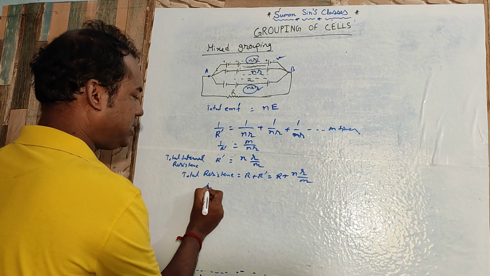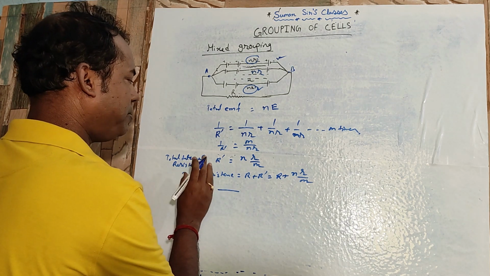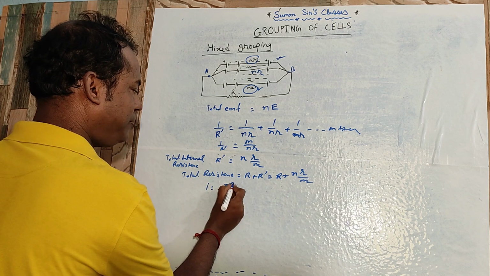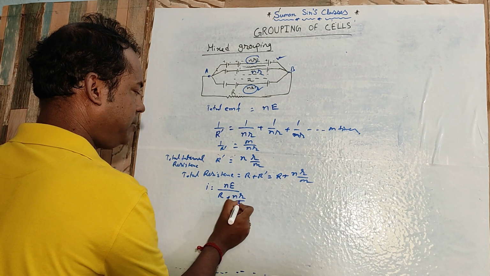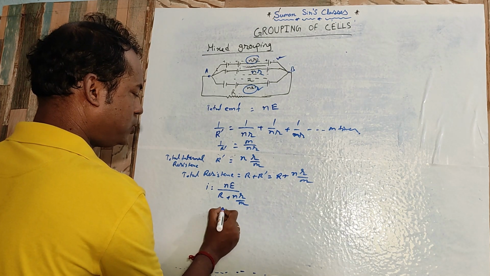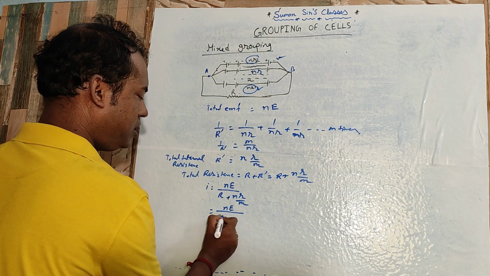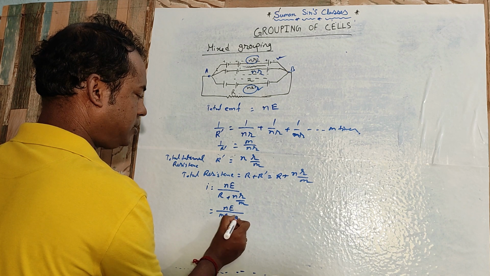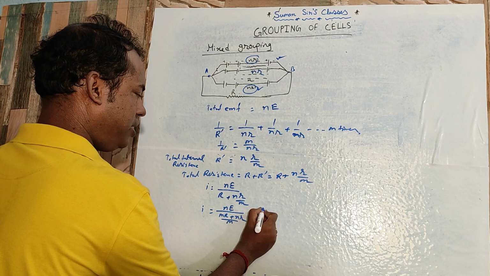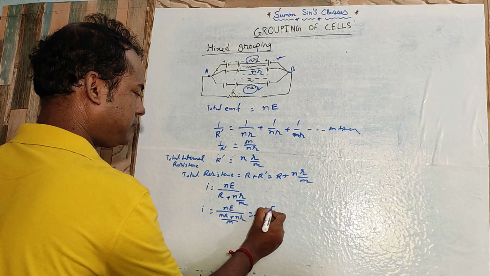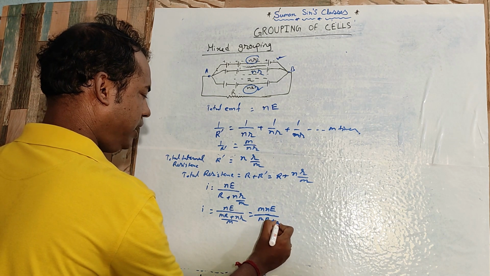So we want to find the value of I. I equals total EMF. What is the total EMF? Total EMF equals nE. So nE by R plus nr by m. Okay. So that is nE by, if I multiply with this m, m into R plus nr. So I equals m into n into E by mR plus nr.